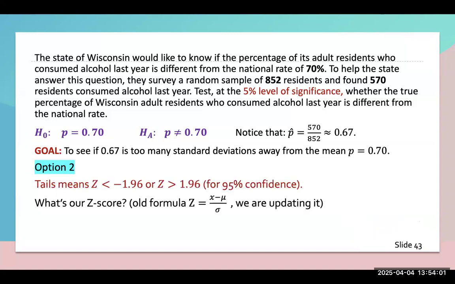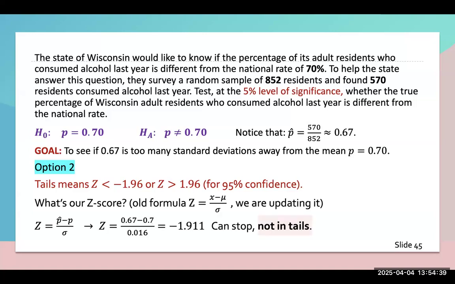So how do I find the z-score that corresponds to my statistic? Remember that the z-score formula is x minus mu divided by sigma. Here, instead of mu, which is the parameter, I have p, which is the parameter. Instead of x, I have p hat. So it's almost the same formula. It's p hat minus the parameter p, and we divide by sigma.